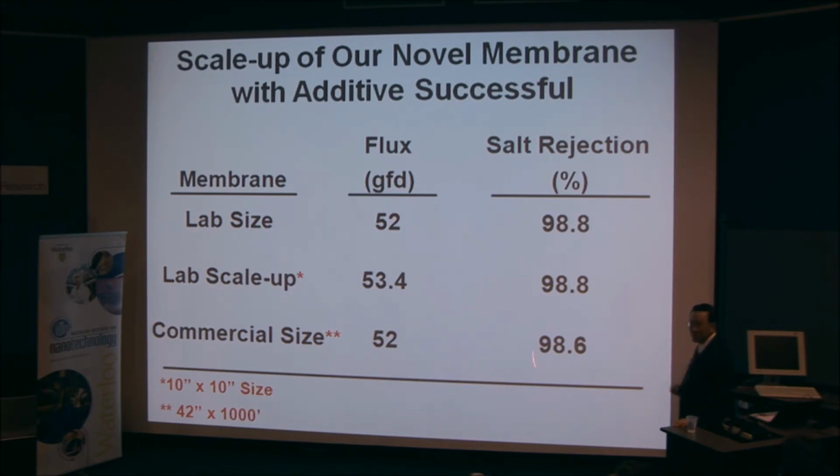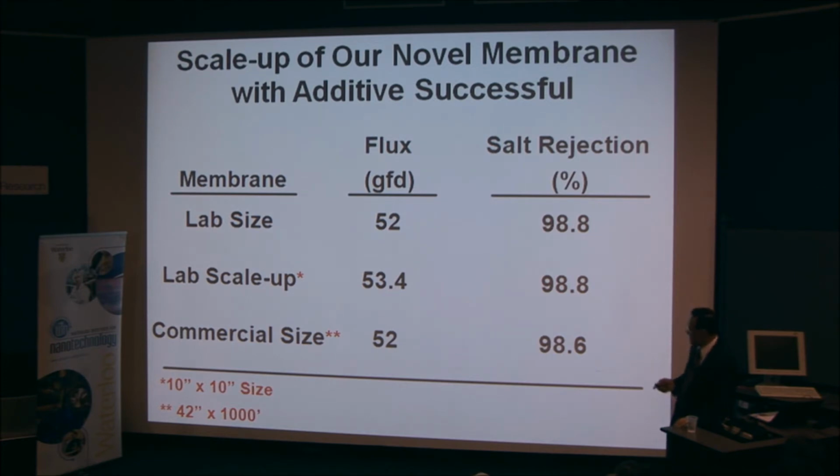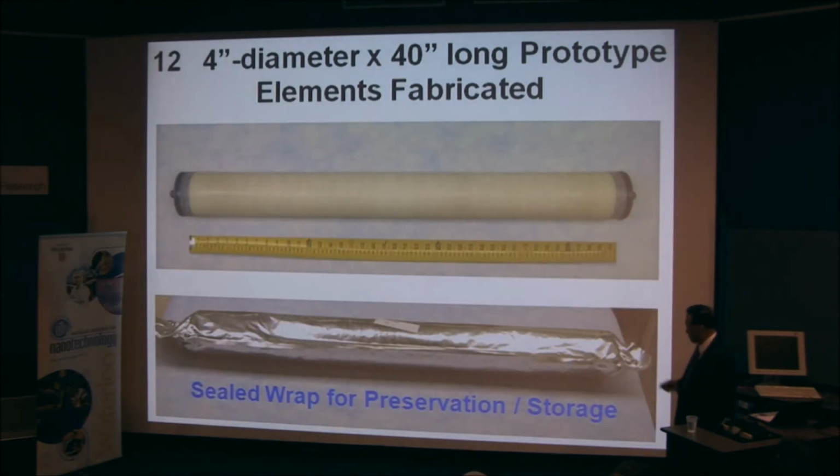The performance for the scale-up remains pretty good. We can scale up quite nicely. This is rather unusual. Sometimes we may encounter scale-up issues, but here we were quite fortunate. We were able to scale up those membranes, and then we worked with the company to make this into a spiral wound module. This is 4 inches in diameter and 40 inches long.